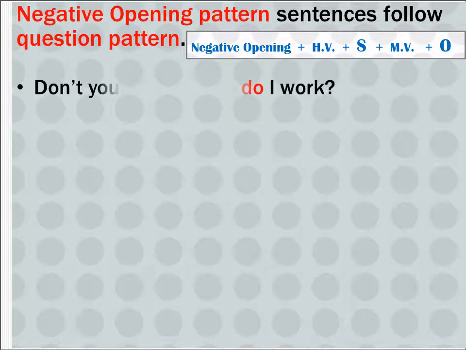Let's look at an example. Don't you know? Here this auxiliary don't is itself negative, so we are carrying do, which is given in red color, before the subject I. So that is the statement we make. Don't you know where do I work? So here do has to come before the subject I in the second part of the statement, as it is underlined.